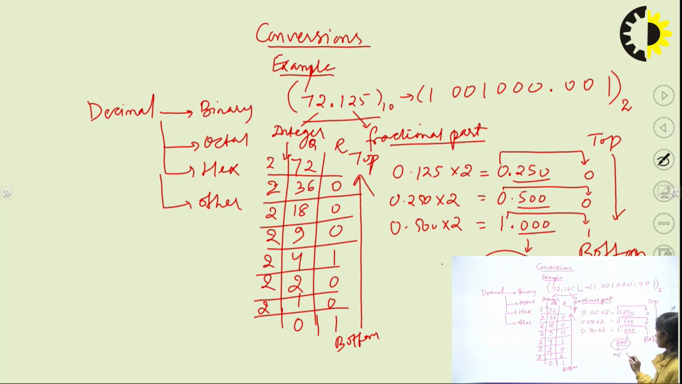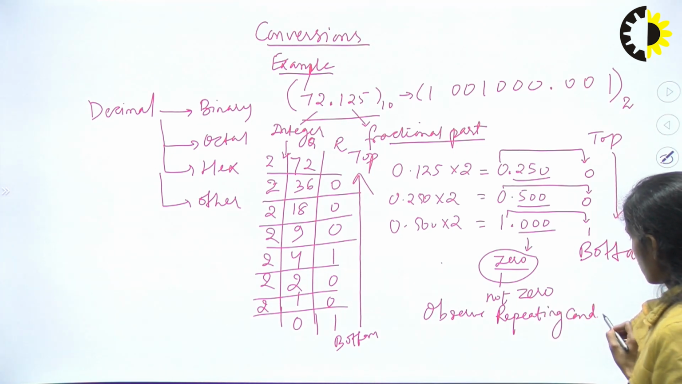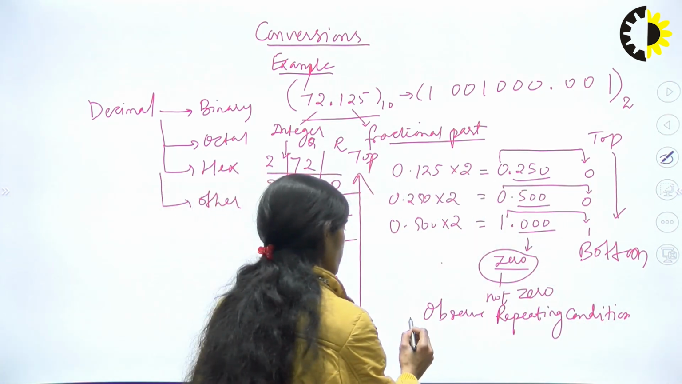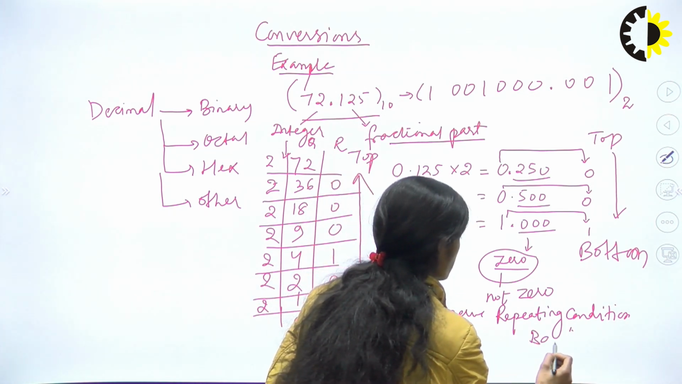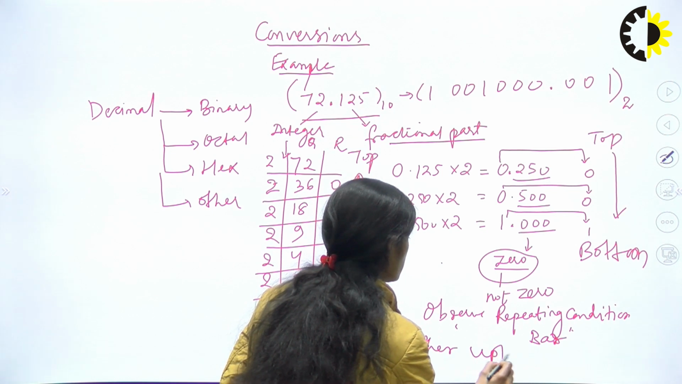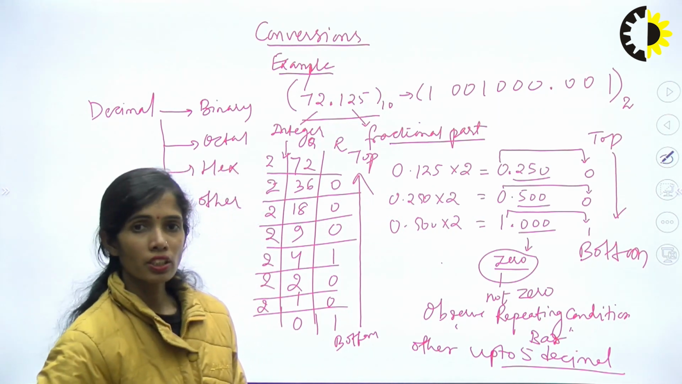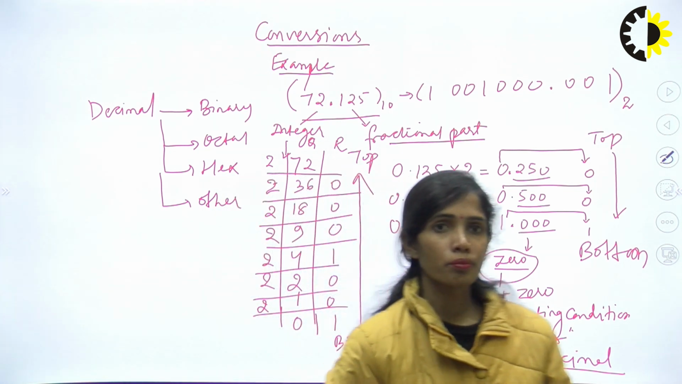The other condition is if it is not 0. If it is not 0, then in that case I have to observe the repeating condition of digits. So if it is taken as repeated numbers, then a bar will be taken over the digit, otherwise up to 5 decimal places we can take the number. This is the condition if it does not arrive at 0. So this is how we convert the decimal number into binary.